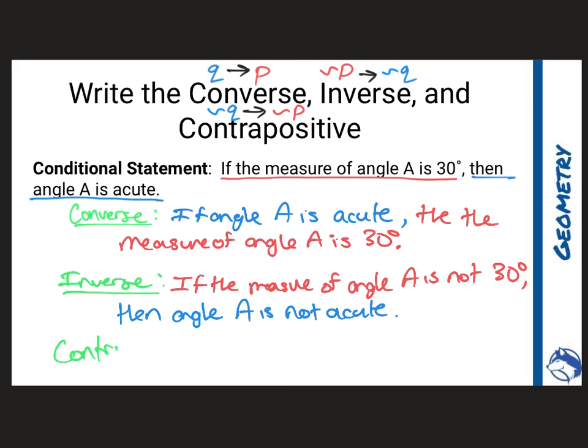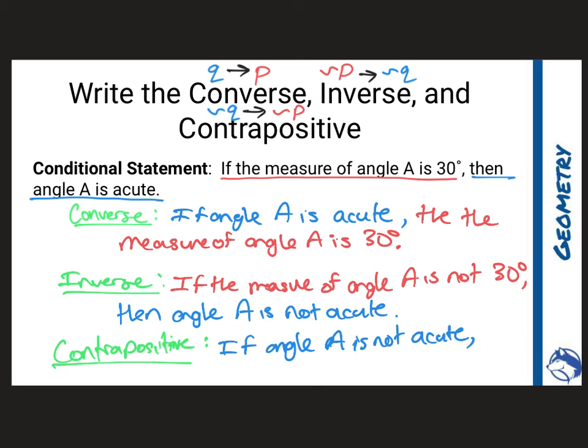And my favorite, the contrapositive. If angle A is not acute, then the measure of angle A is not 30 degrees.